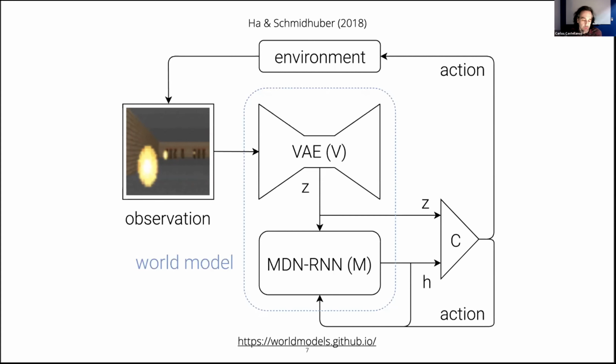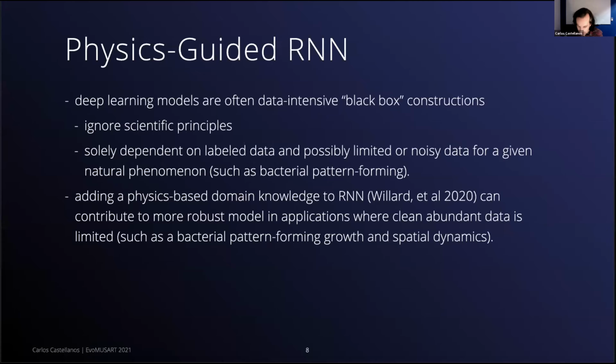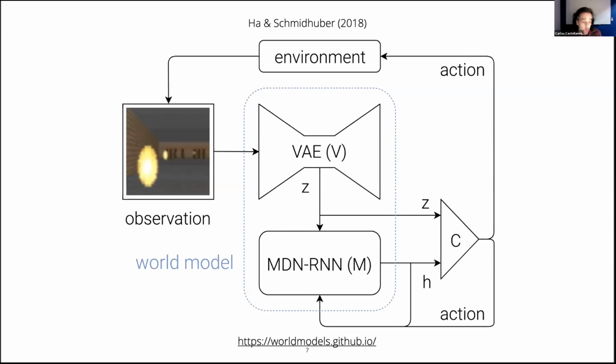And then the M here, the MDN-RNN, mixture density network recurrent neural network, is your predictive model for future Z vectors that the autoencoder is expected to produce. It's trained to output a probability distribution for the next latent vector. The way they describe it in the paper is that it's basically dreaming of other possible environments over time.